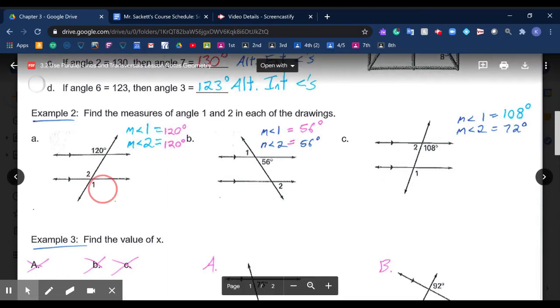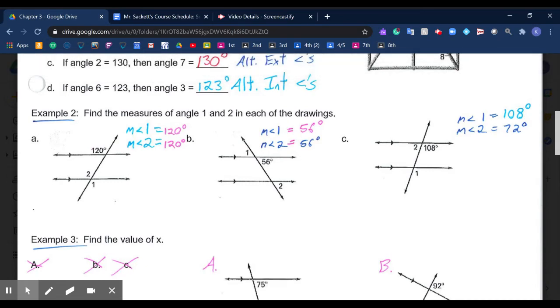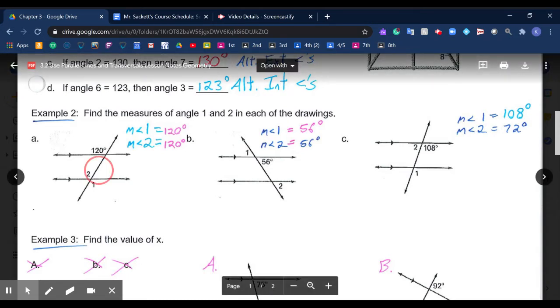I also know angle 1 is an alternate exterior angle to the 120 degrees, so it is also congruent, or 120 degrees. And then we also could use vertical angles in this case for 1 and 2. 1 and 2 are vertical angles, so they're also congruent. Another way to know they're both 120 degrees.